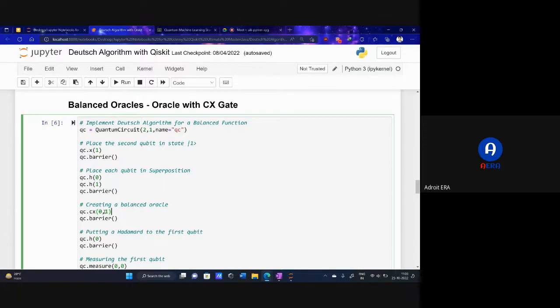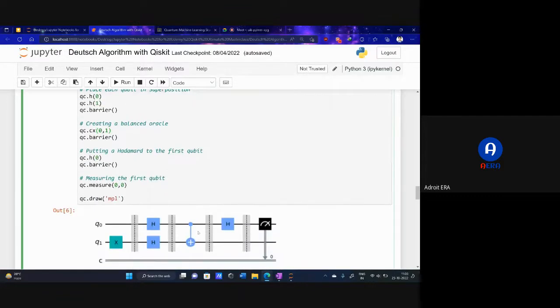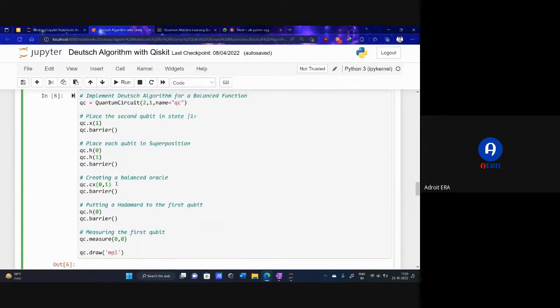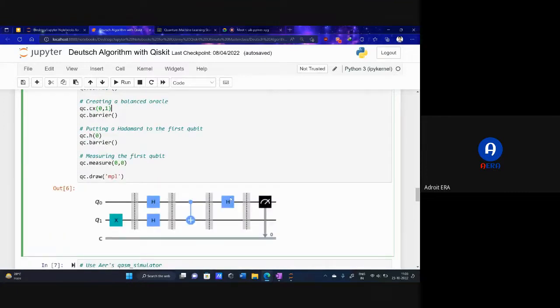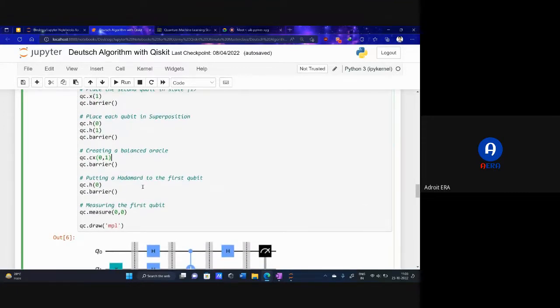Opposite means you can make the control 1 and the target 0, right? Opposite CNOT gate, I mean, just flip it. Basically, the target will become the first qubit and the control will become the second qubit. That is also possible, so try doing it in your free time, whenever you are playing with Qiskit, and check what is happening.